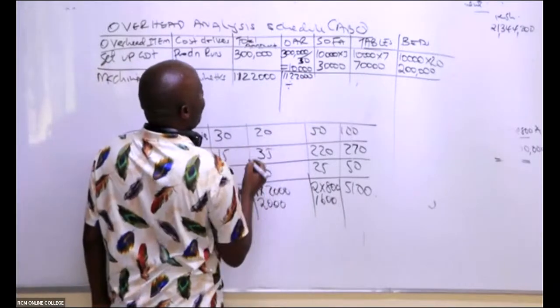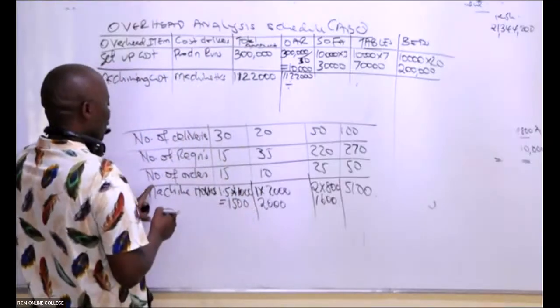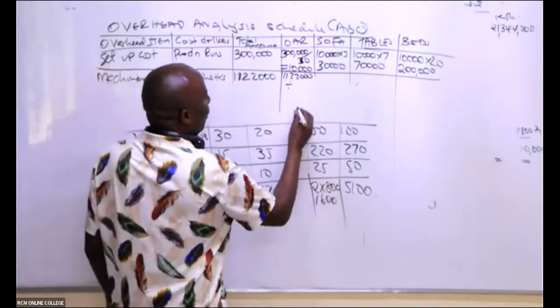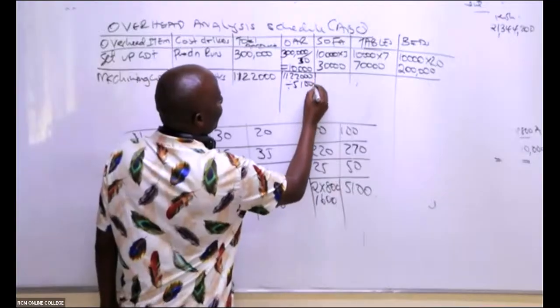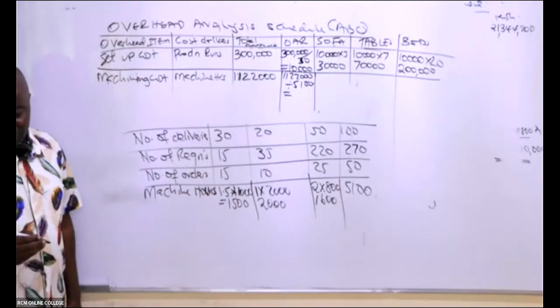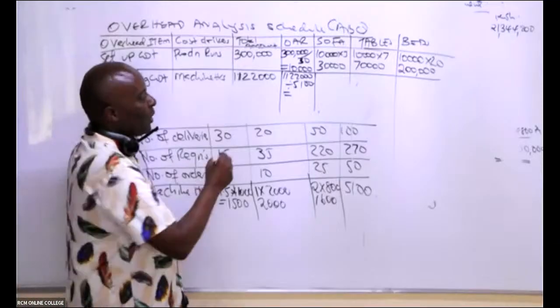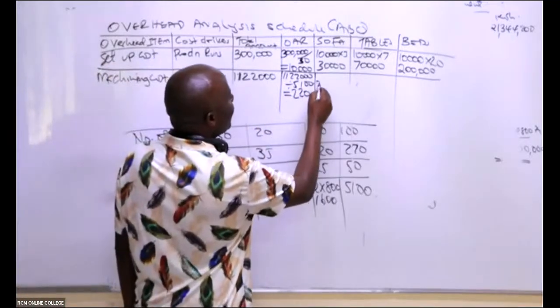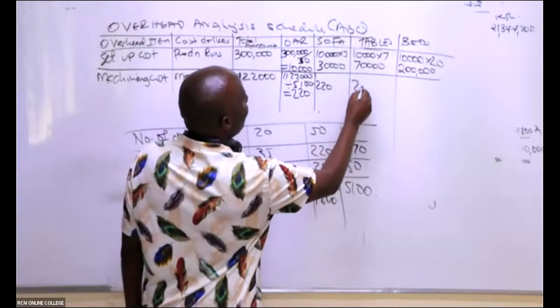1,122,000 divided by machine hours. Fortunately, we have the total machine hours, which are 5,100. So is there somebody who is able to give me this answer? 220. So I'm getting 220.